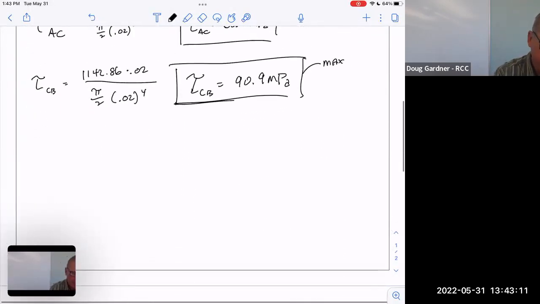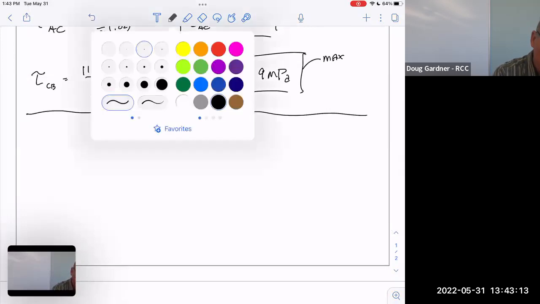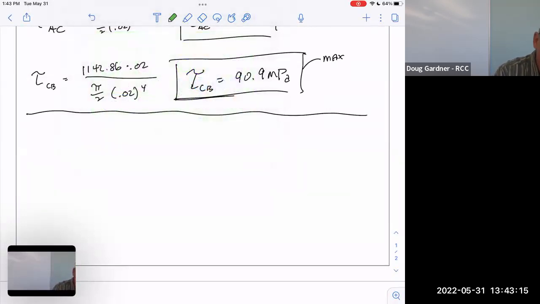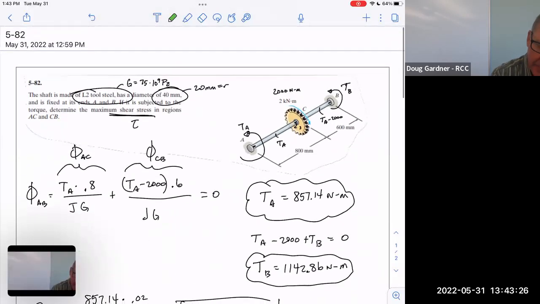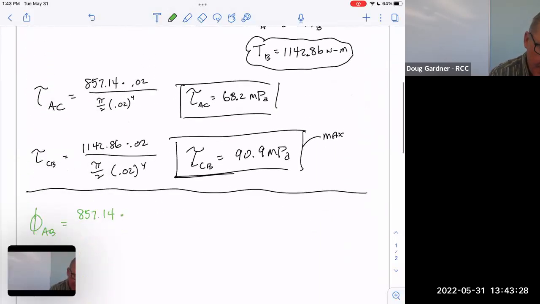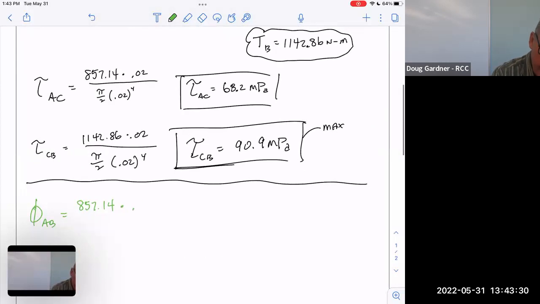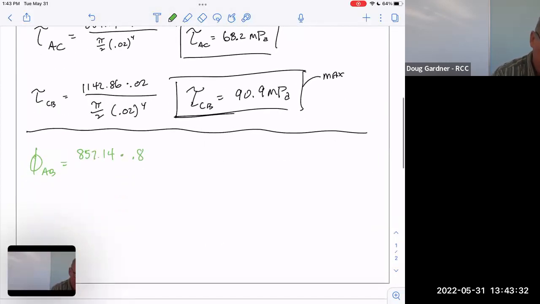And so if I did want to know the twist from A to B, I say, okay, the torque, just like before, 857.14 times the length of it, and that length is 0.8 meters. So notice that's a length, not C. And that's divided by JG. The J hasn't changed. It's pi over 2 times 0.02 to the fourth.